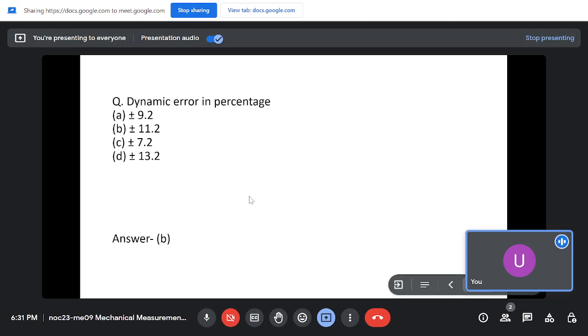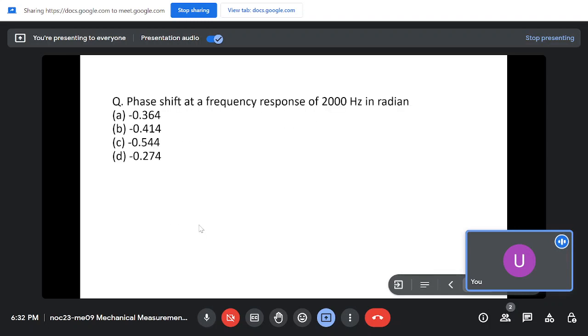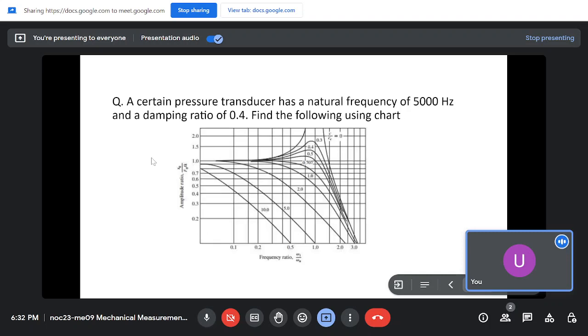Moving on, the question is to find out the amplitude ratio at a frequency of 2000 hertz and the phase shift at a frequency of 2000 hertz. So you need to find the amplitude ratio and phase shift. The amplitude ratio can also be found out from the chart.